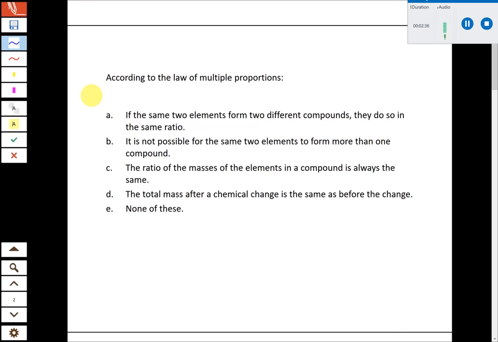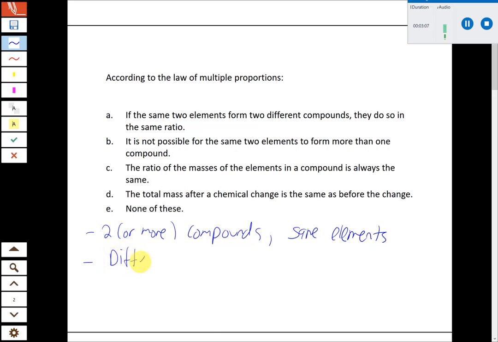What we have to keep in mind are the key elements of the law of multiple proportions. In the law of multiple proportions, we're talking about 2 or sometimes more than 2, technically, but 2 or more compounds. That's the first part of it. But the key is that these 2 or more compounds have the same elements in them. So when we have 2 or more compounds that form from the same elements, that means we must have different mass ratios.